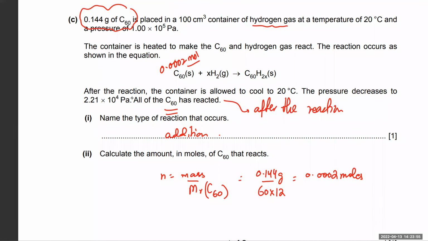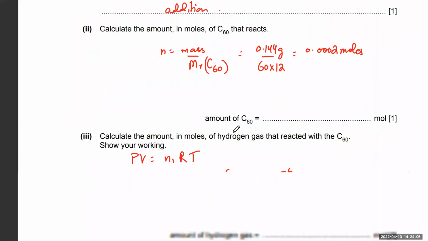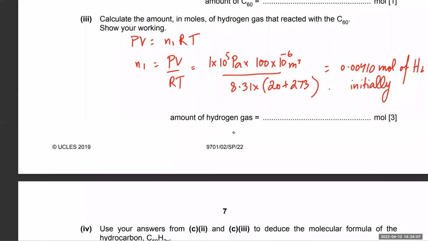Once the reaction has happened, I'm going to figure out the moles of the leftover hydrogen gas. There's only one thing that's going to be left over in this reaction, and that's hydrogen gas, because both of the others are solids. So I'm going to do the same thing again. I'm going to figure out the second moles of hydrogen, using PV equals nRT again.